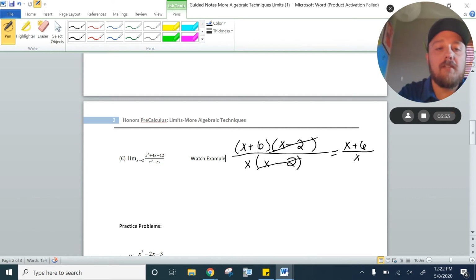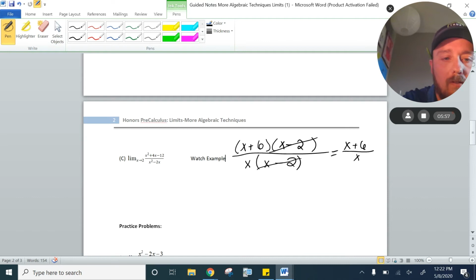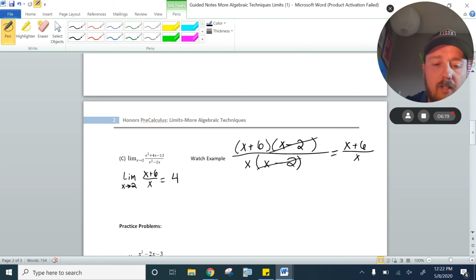So if we do this and we say, let's do direct substitution. So the limit as x is going to 2 of x plus 6 over x. Well, if direct substitution works, we can say 2 for x, that's 8. 8 divided by x, which is 2. 8 over 2 is 4. Okay, well, let's check that graphically.